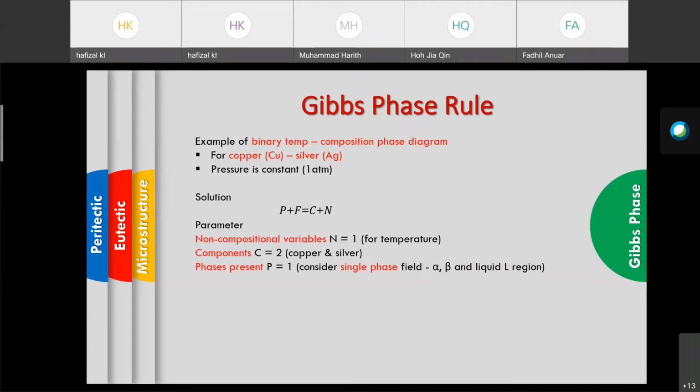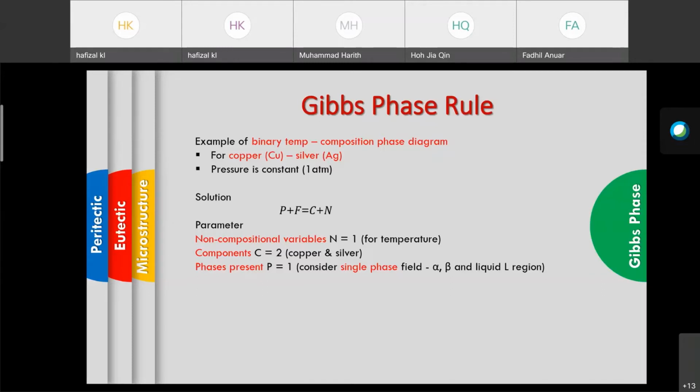So it may ask for the value of P, or the value of F, or something else. In this condition, in order to get one value, we need the other 3 values first. So in order to get the value of F, we need the information of the 3 other values, which are P, C, and N. Otherwise we cannot get the value of F. In this case, given N is 1, given C is 2, and given the phase present P is 1.